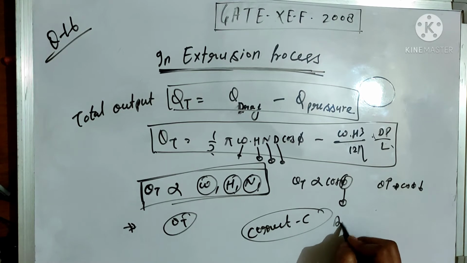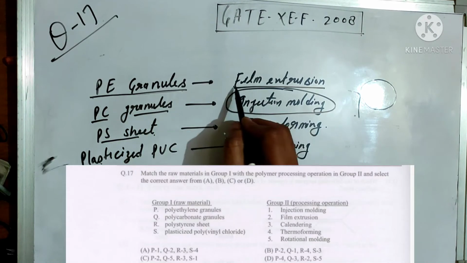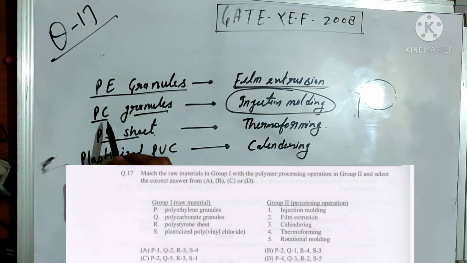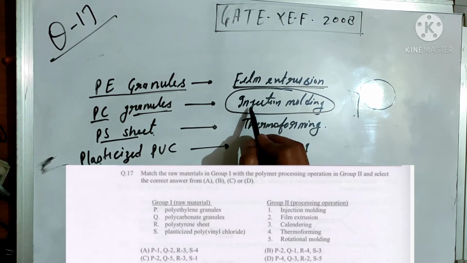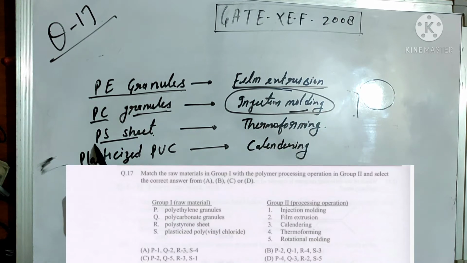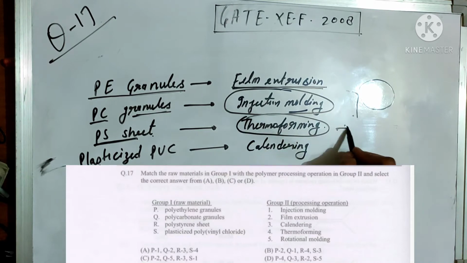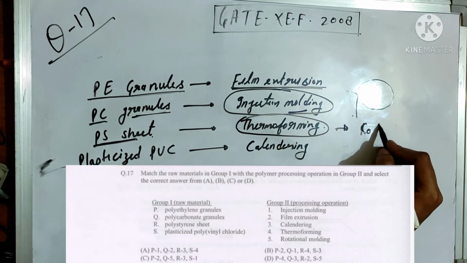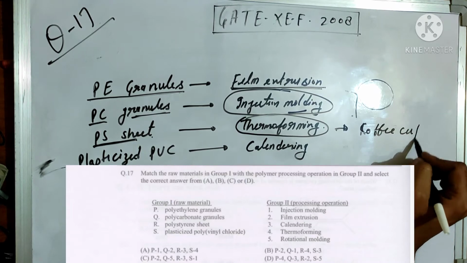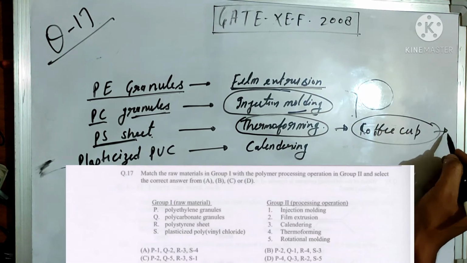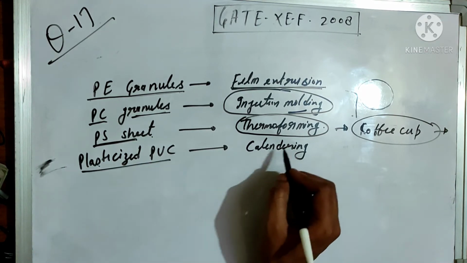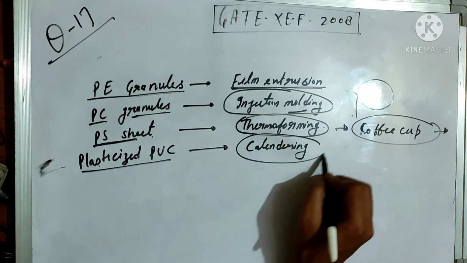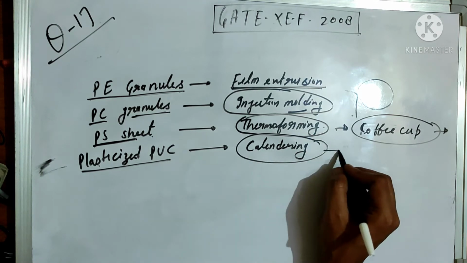C. Answer. The polyethylene granule is used in making film by the extrusion process, polycarbonate granule is used in making products by injection molding, and polystyrene sheet is used in making products by thermoforming. Example, a coffee cup. A coffee cup is made from polystyrene by the thermoforming process. And plasticized PVC is converted into PVC sheet by calendering.